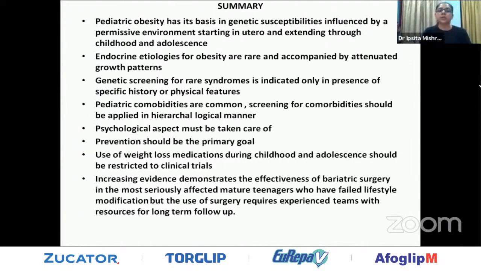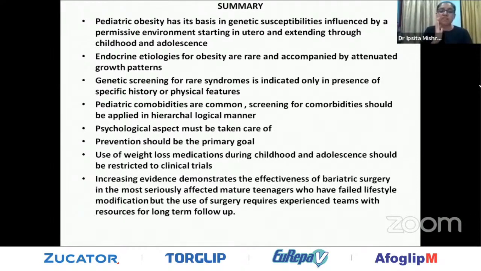So, to summarize, I would like to say that pediatric obesity has its basis in genetic susceptibilities, influenced by a permissive environment starting right in utero and extending throughout childhood and adolescence. So always remember the principle of Barker's hypothesis. Endocrine etiologies for obesity are rare, and they are accompanied by attenuation of the growth patterns. Genetic screening for rare syndromes is only and only indicated in the presence of specific history or physical features, and again, these are very rare. Pediatric comorbidities are very common, and screening for comorbidities should be done in a very hierarchical, logical manner, and they need to be taken care of.